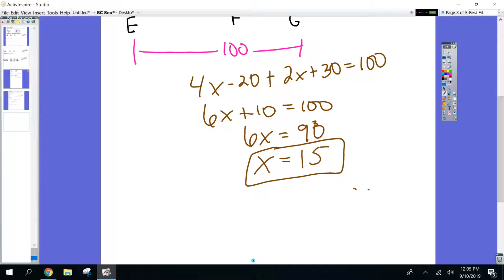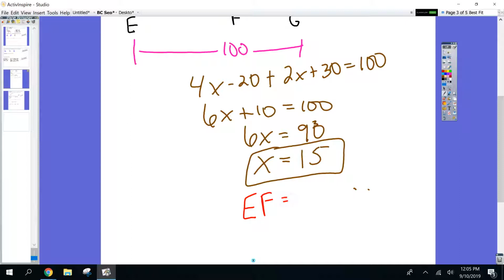Bad news. I'm only going to give you a third of credit. I'm going to give you partial credit on this one. We're not done. How many jobs do you have at the beginning? 3. You only did one of them. So now let's go and find what EF is.